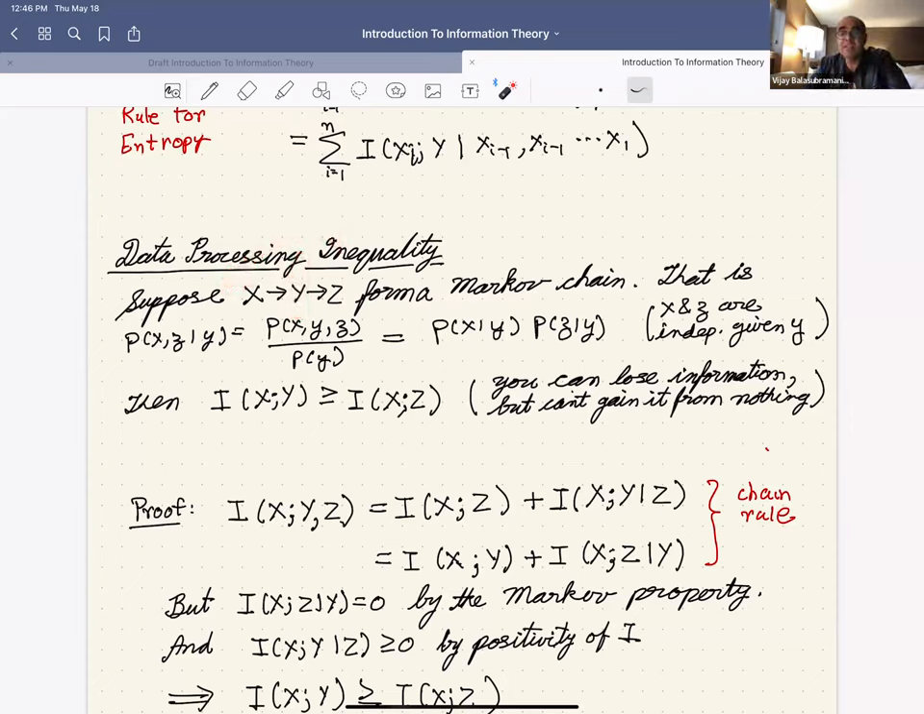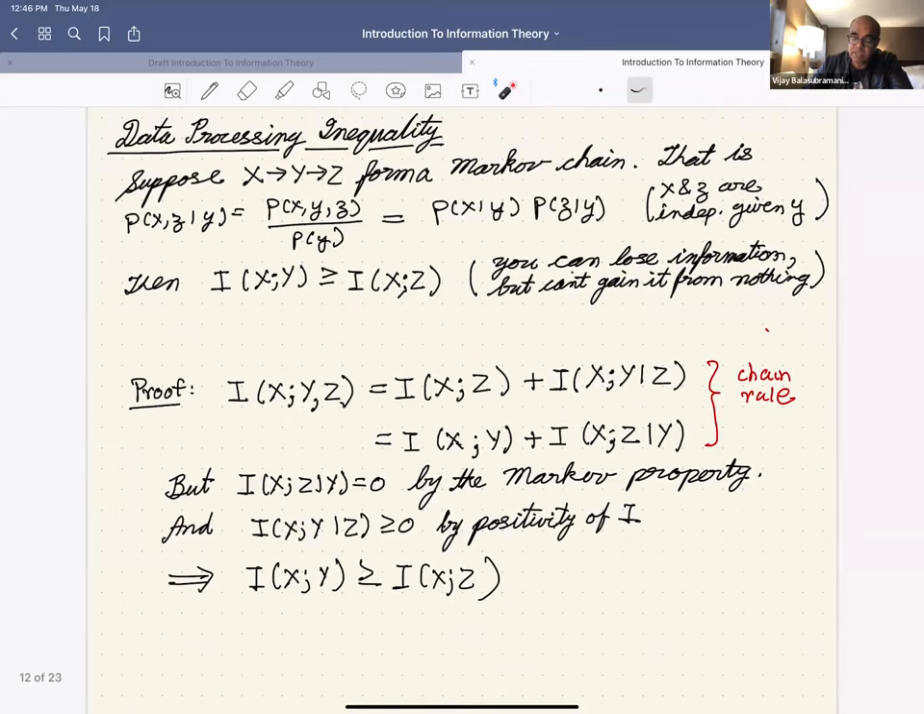So suppose that's the case. Then you can show that if there's a process of this kind, then the mutual information between X and Y exceeds the mutual information between X and Z. This is basically saying you can lose information in a process, like a physical process or an information transmission process, but you can't gain information from nothing, right? If you want to know how much X tells you about Z, or how much Z tells you about X, it's necessarily less than or equal to what Y tells you about X, because there's a chain of transmission. So the proof is easy if you use the chain rule.